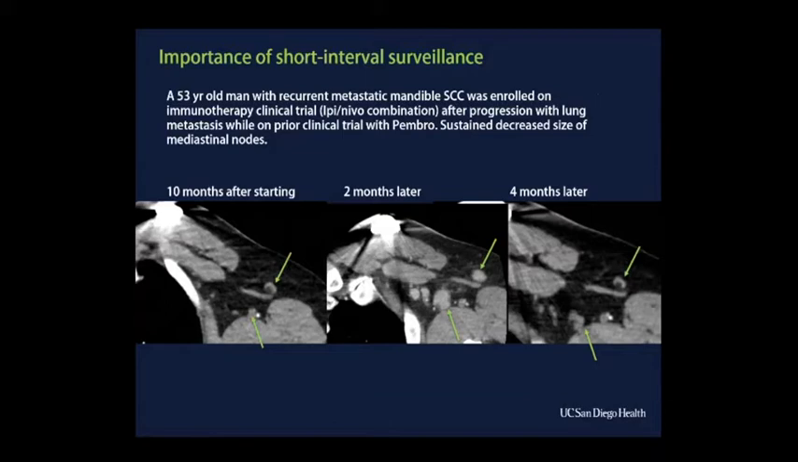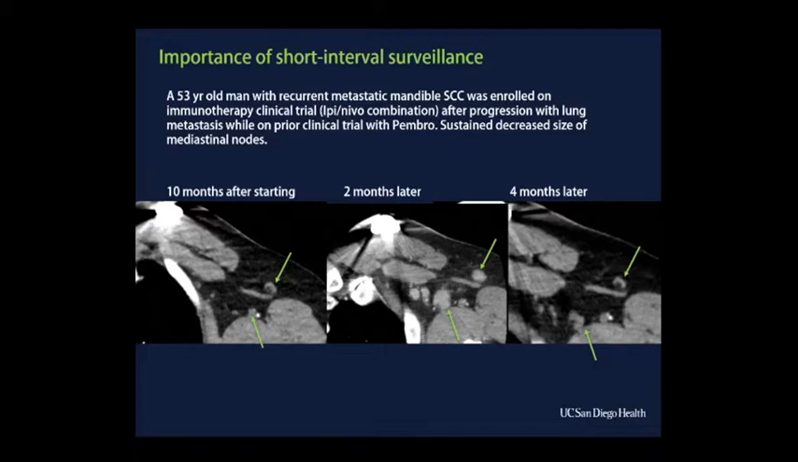So when we consider progression, we've been using the iRECIST criteria for clinical trials, and that requires suspected progression of disease based on imaging to be reassessed at least 4 weeks and up to 8 weeks later to confirm that the changes are persistent or progressive. This patient here was a 53-year-old man who was already on his second clinical trial for recurrent metastatic mandibular squamous cell carcinoma. And he had lung and mediastinal node metastasis. So he was being treated with an Ipi-Nivo combination since he had already previously been on a trial with Pembro.